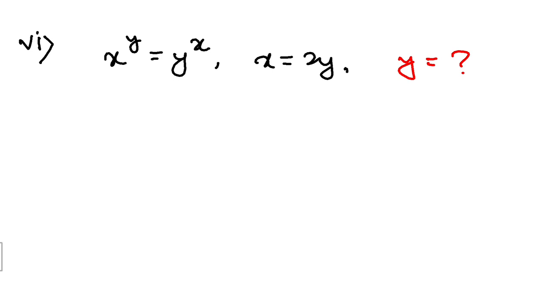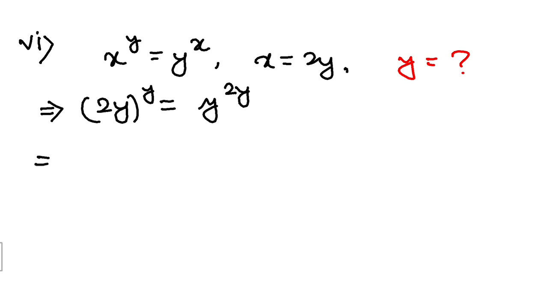x to the power y equal to y to the power x. x is equal to 2y. You have to find the value of y. Okay, so very simple again. x is 2y, so 2y whole to the power y. y to the power x is again y to the power 2y. Okay, I'll separate the powers over here. 2 to the power y into y to the power y is equal to y to the power 2y.